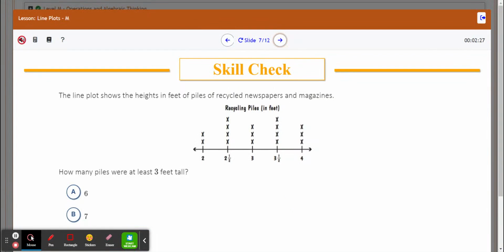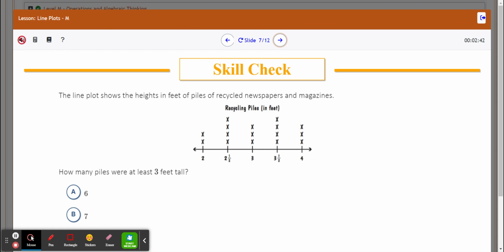Lesson number 40, line plots. So a line plot is a kind of graph, and the way it works is it uses x's to mark the value for something of each one. So let's look at this first one right here.